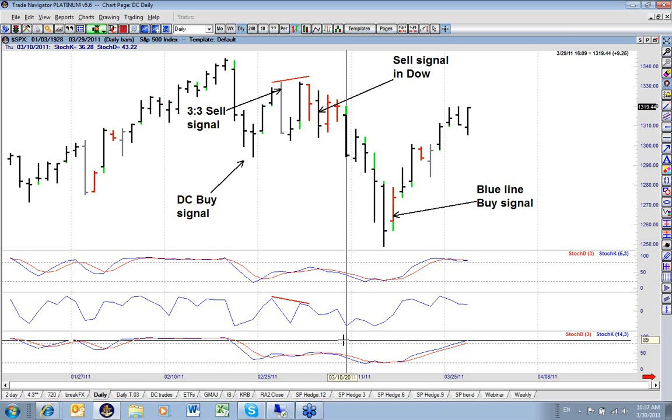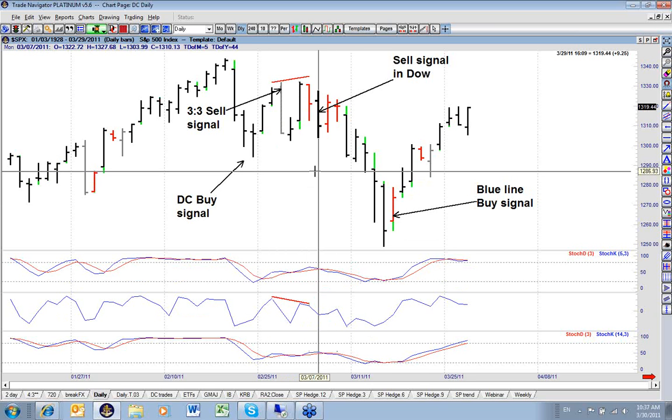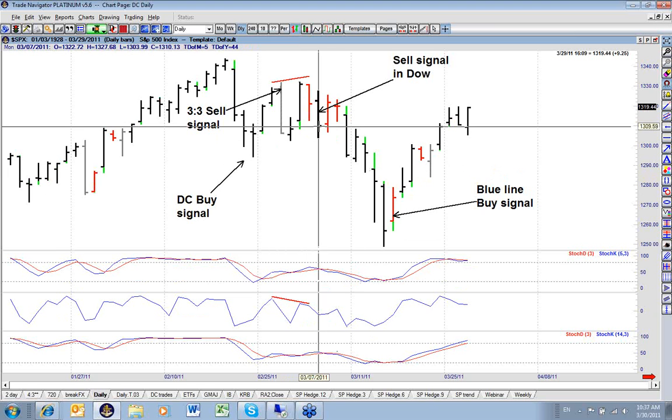So divergence in the momentum indicator is very, very important. Anyway, because of that, we had a trade signal in the Dow. Now, remember, with these equities, they are also highly correlated, so that if you get a signal in one, you can execute it in any other.